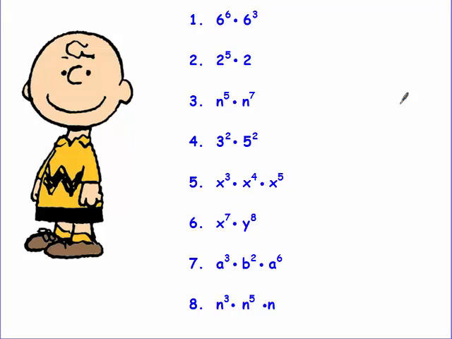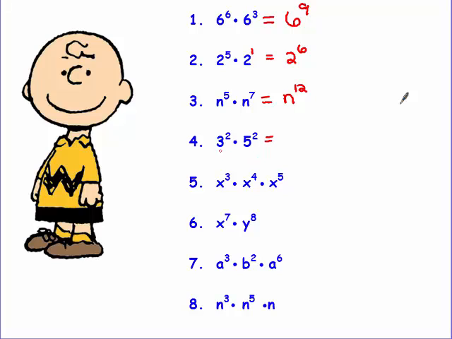Here are some examples. 6 to the 6th power times 6 cubed. Well, the base is 6. It stays as a 6. Notice I'm not multiplying 6 times 6 to get 36 because there are 6 6s and 3 6s. There are a total of 9 6s, or 6 to the 9th power. Example 2. 2 to the 5th times 2 to the 1st. If there's no exponent, it's assumed to be the first power. That gives me 2 to the 6th power. n to the 5th times n to the 7th gives me n to the 12th.